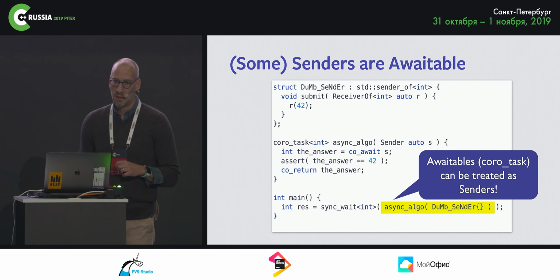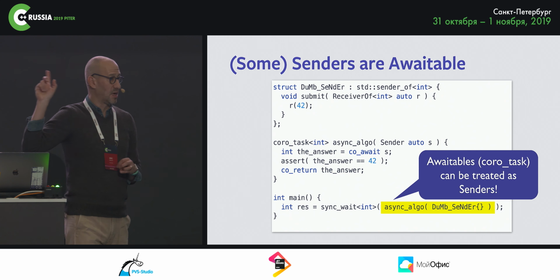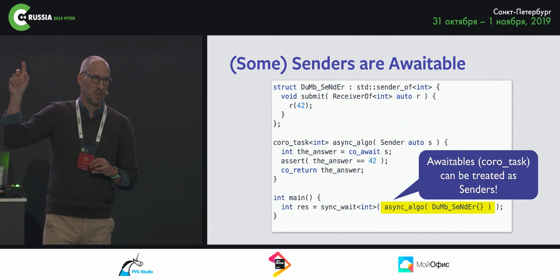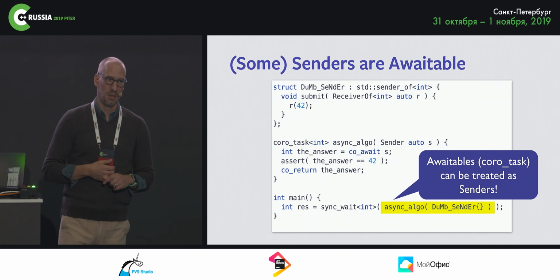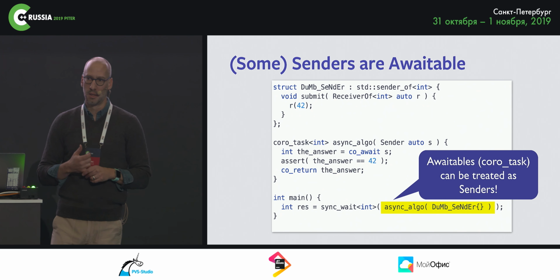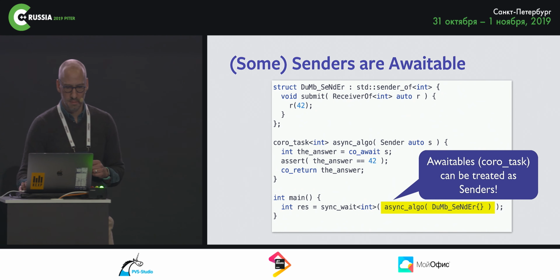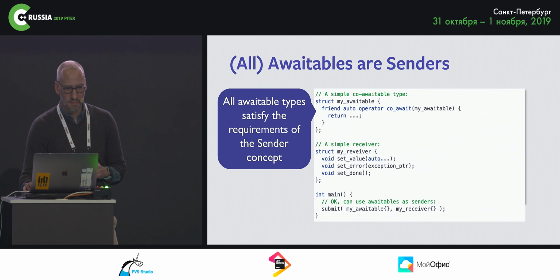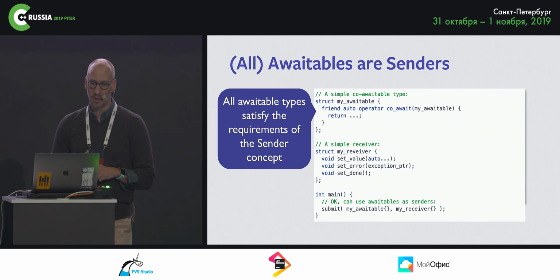Also, this is the sync wait function that we wrote earlier. Sync wait doesn't know anything about awaitables. It knows about senders, but I can pass an awaitable to that function because an awaitable is a sender. All awaitable types satisfy the requirements of the sender concept.